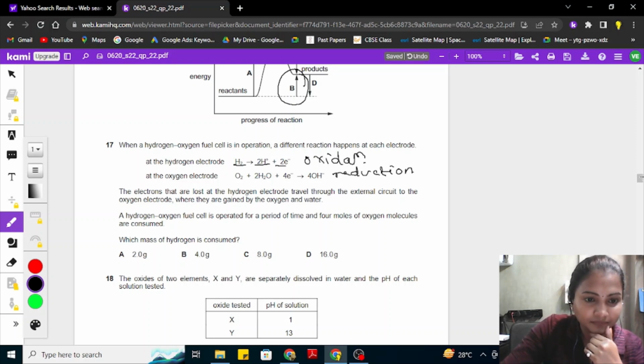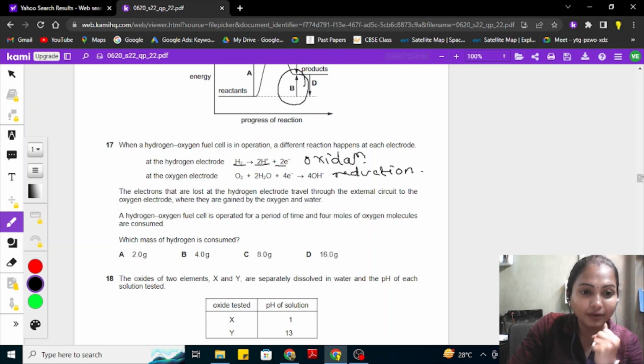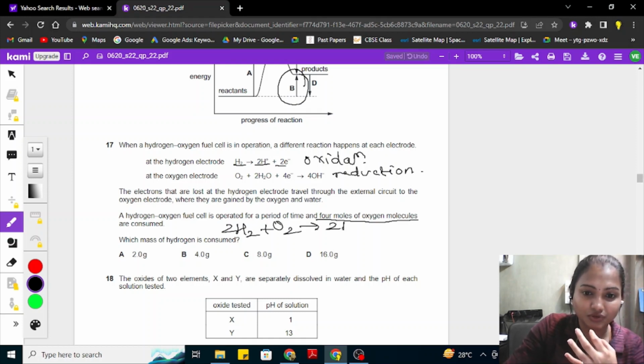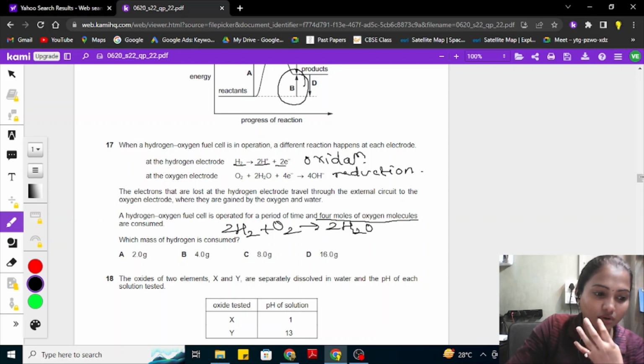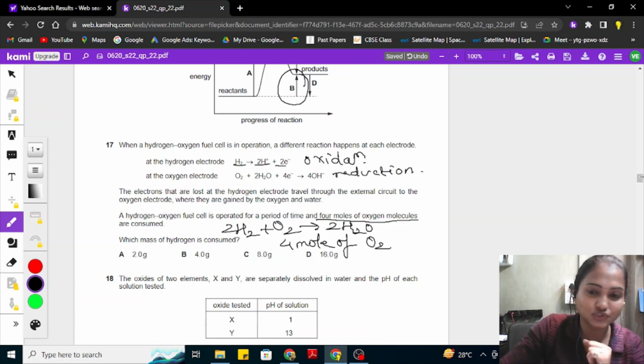The electrons that are lost at the hydrogen electrode travel through the external circuit to the oxygen electrode, where they are gained by the oxygen and water. A hydrogen-oxygen fuel cell is operated for a period of time and 4 moles of oxygen molecules are consumed. So here we have the reaction, 2H2 plus O2 forming water. Now the question says 4 moles of oxygen is consumed.